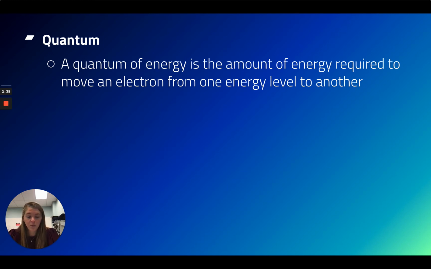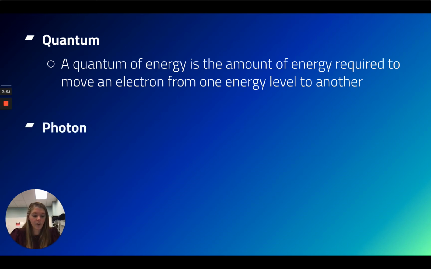So in our POGIL we did a couple days ago, you saw that you could move an electron from one level to another. And you had to either gain energy to move away or lose energy to move closer to the nucleus. A quantum is that amount of energy that's required to move the electron from one place to another.